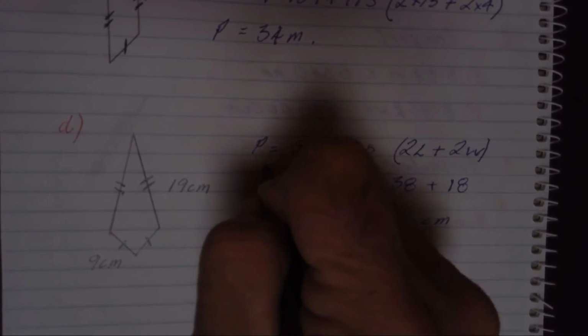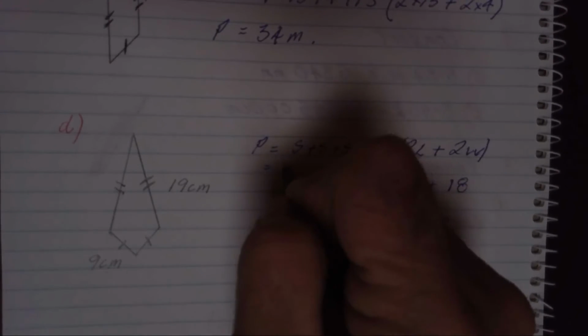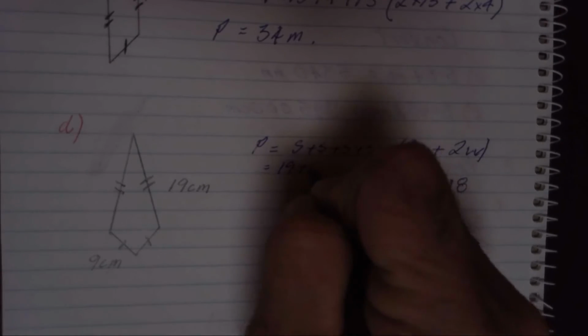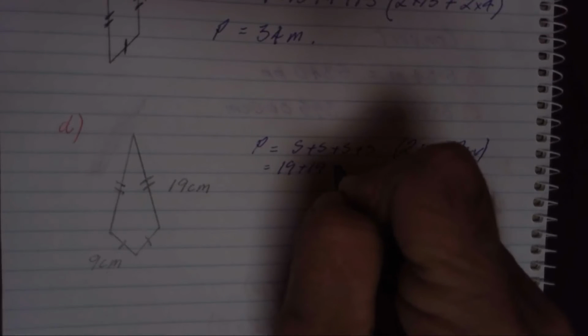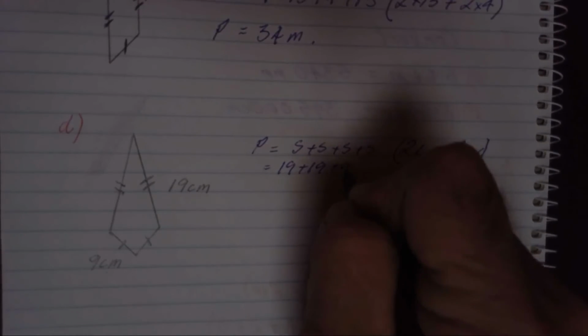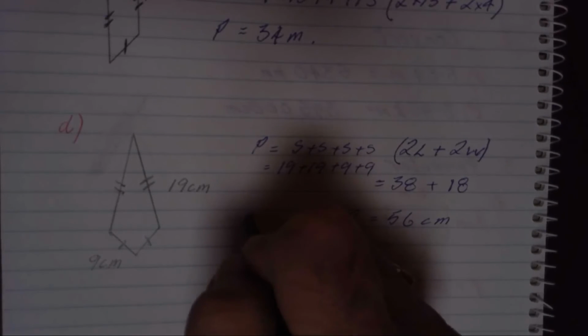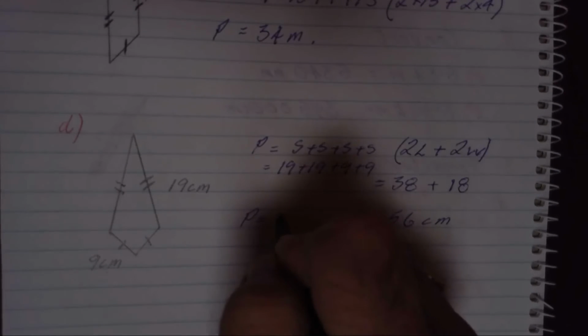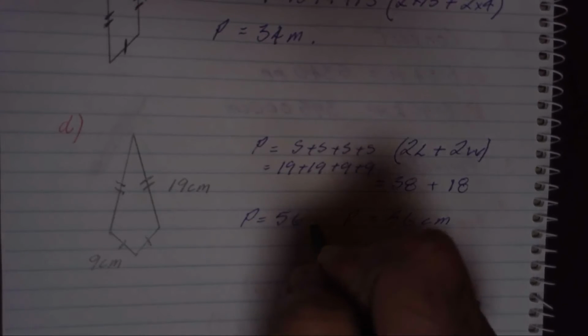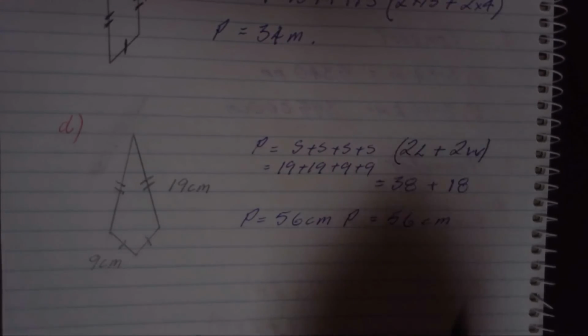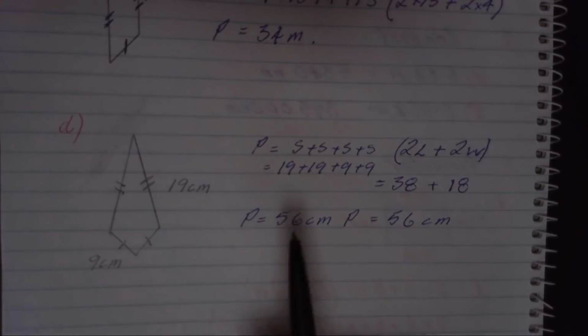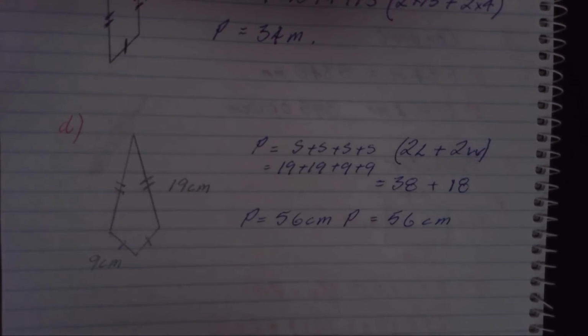And I could do the same across here. I could do 19 plus 19 plus 9 plus 9. And again I've got perimeter equals 56 centimetres. So for any quadrilateral, it's side plus side plus side plus side, or twice the length plus twice the width.